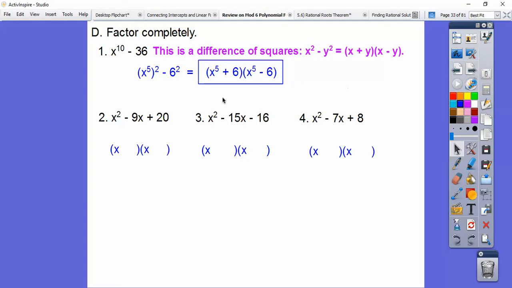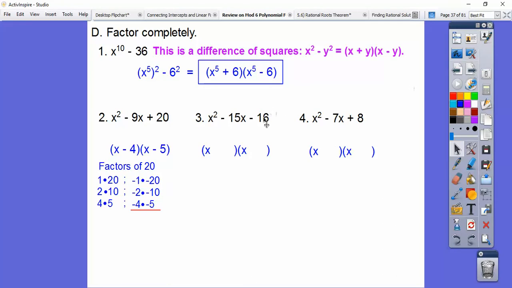And then we look for factors of this number right here, factors of 20. Well, what times what equals 20? Well, 1 times 20, 2 times 10, 4 times 5. But also, a negative times a negative equals a positive. So negative 1 times negative 20, negative 2 times negative 10. Which pair adds to negative 9? This pair does, so that's what goes in here, minus 4, minus 5, okay?